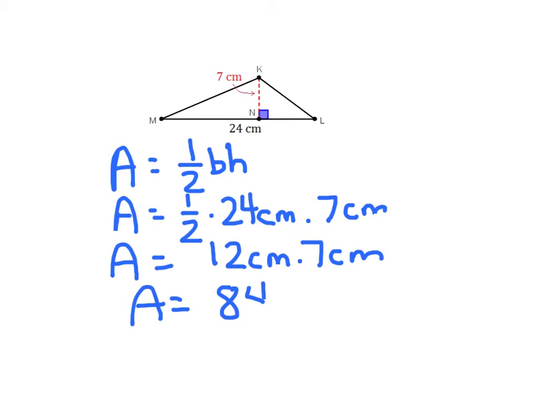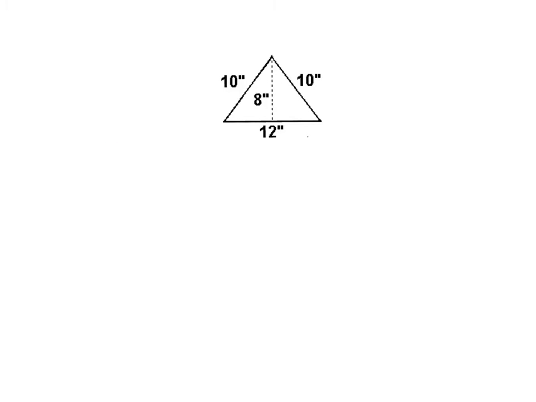And notice the units: I have centimeters multiplied by centimeters. That gives us centimeters squared. Area is always in squared units. All right, so that's our answer for this example. All right, here's another example. Pause the video, calculate the area, and then check your answer.